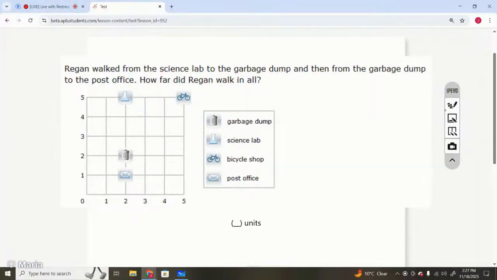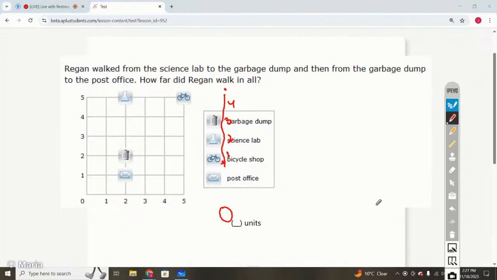So from science lab to garbage dump. Here is the science lab. From science lab to the garbage dump. Then from garbage dump to the post office. We need to calculate the total distance, right? So what is the total distance?